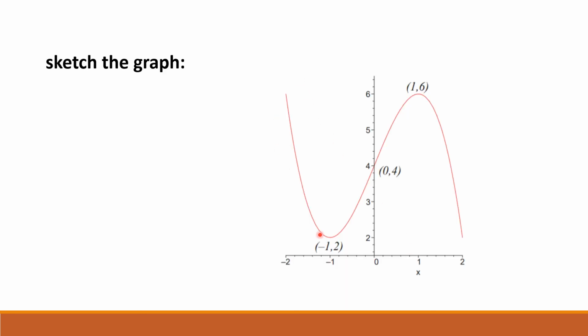Here is sketching the graph. As you see, up till 0 is concave up, and then from 0 to infinity is concave down. At (0, 4) is the inflection point. At (negative 1, 2) I have my local minimum, and at (1, 6) I have my local max. So I just applied everything I got to make me capable of drawing my sketch.